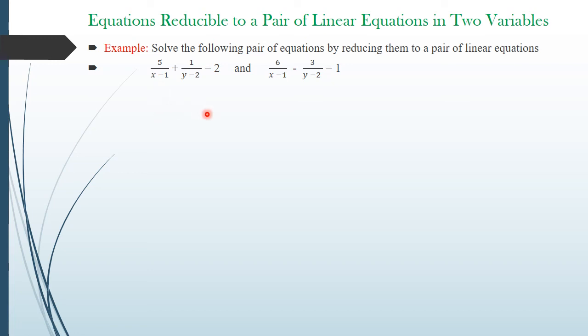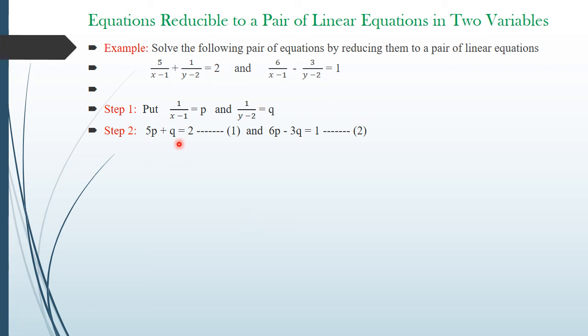Here you can see in both the equations, the first term is 1 upon x minus 1 and the second term 1 upon y minus 2 is present. So generally I can consider 1 upon x minus 1 as p and 1 upon y minus 2 as q. Put 1 upon x minus 1 equal to p and 1 upon y minus 2 equal to q. Then when I make these substitutions, these equations reduce to 5p plus q equal to 2 and 6p minus 3q equal to 1.